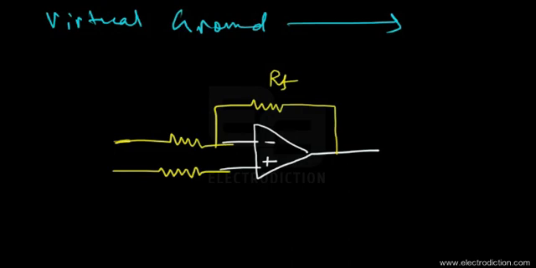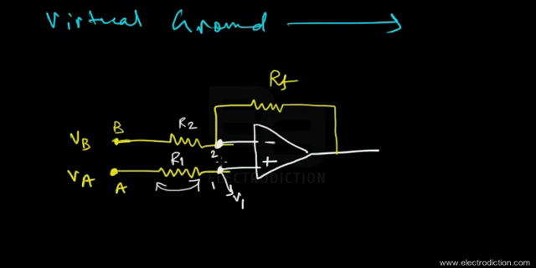Here, let's apply two input voltages, say VA and VB, at terminals A and B respectively. Now we have two other terminals: at the inverting input, terminal 2, and at the non-inverting input, terminal 1. Since we are applying input voltages at terminals A and B, there would be drops across the resistances R1 and R2 respectively. The voltage at terminal 1 would be V1, and that at terminal 2 would be V2.